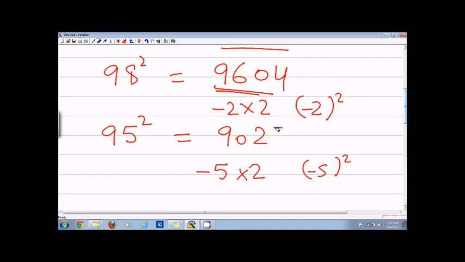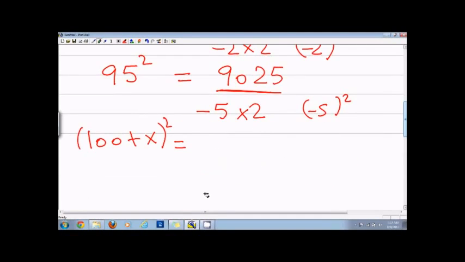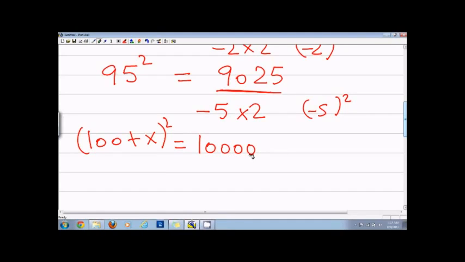Now this is not magic, there is a proof for this trick. For example, if we have 100 plus x and we want to take the square of this number, we can see it's 10000 plus 200x plus x squared.